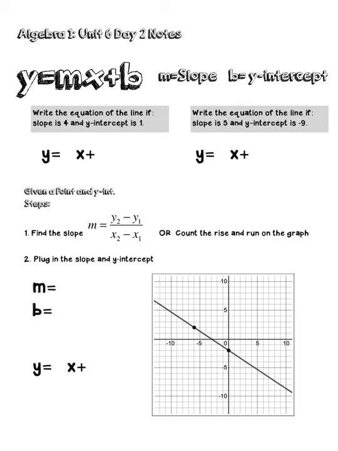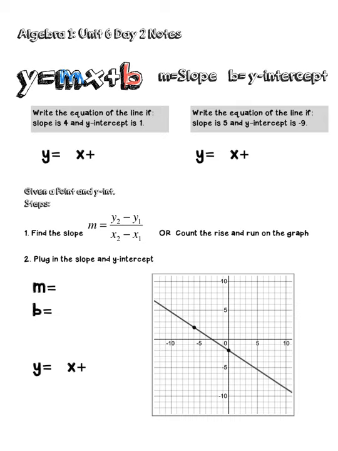So we're going to start with this. You've got y equals mx plus b, okay? So your m is going to be blue, and your b is going to be red, and that will be continued throughout the notes. Now here, you're going to write the equation. We'll do the first one. Write the equation of the line if the slope is 4 and the y-intercept is 1.